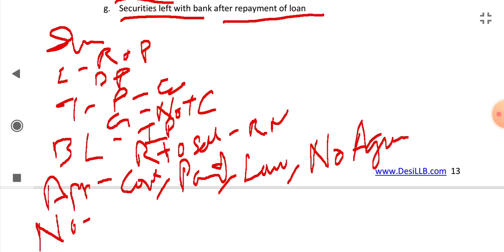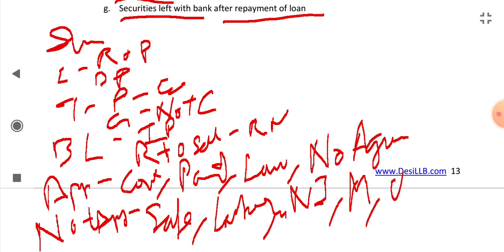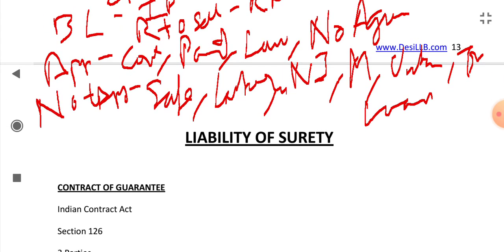On which type of property is it not applicable? Property deposited in safe custody, safe deposit lockers, negotiable instruments entrusted to the banker for a special purpose, money deposited for any special purpose, property left unknowingly, trust accounts, and securities left after repayment of loan. So this was the summary.